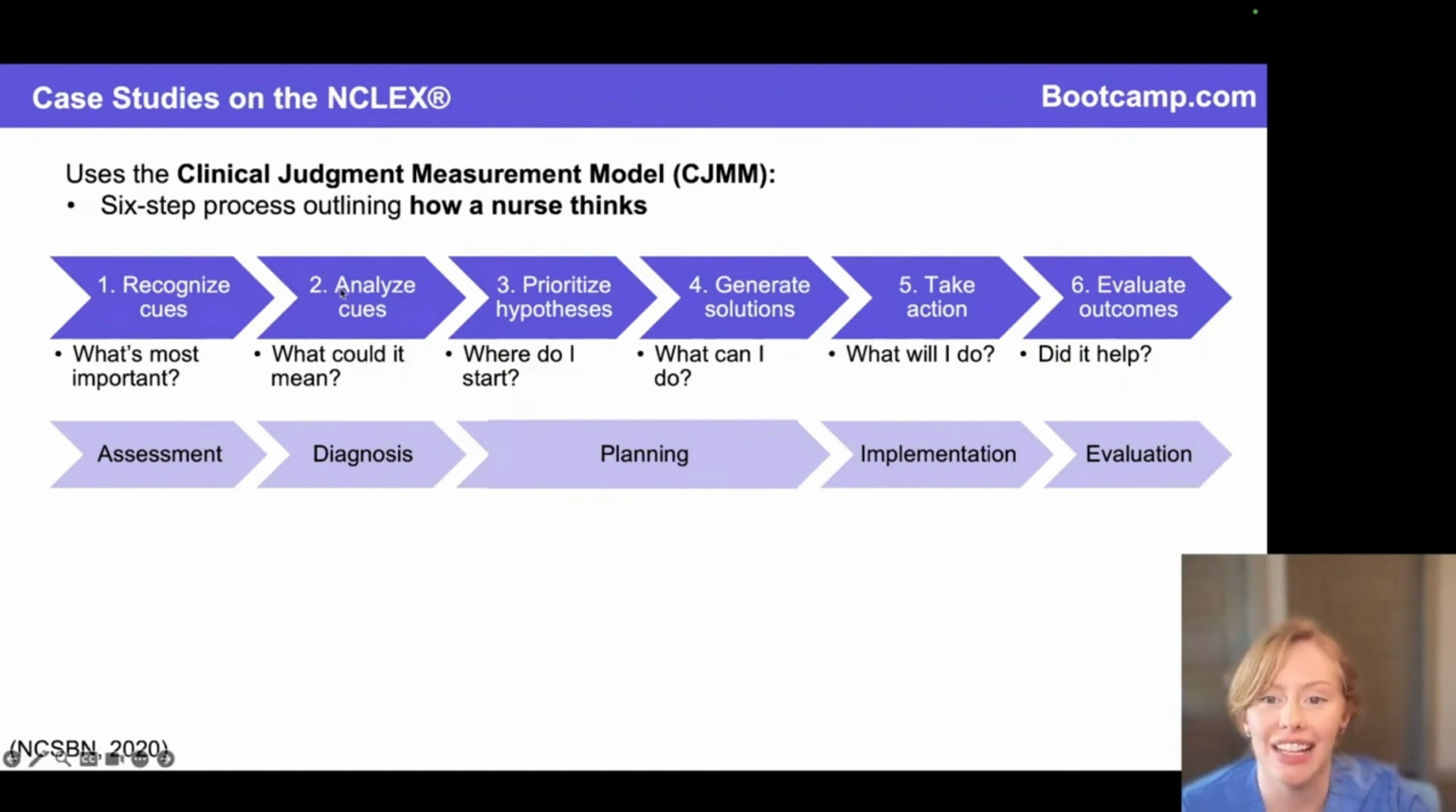Then you're going to analyze those cues, or diagnose, and consider what could it mean, or what disease processes this could indicate. Then you're going to prioritize those problems and generate solutions to address them, kind of like your care planning. Then you're going to take action, or actually implement an intervention to address those priority problems. Then finally, you're going to evaluate the outcomes and consider, did it help? Did my actions help to correct this problem? So these are the 6 steps and the 6 items that a case unfolds through.